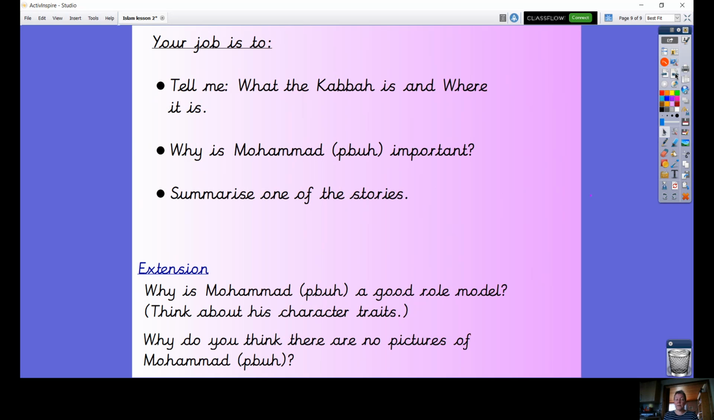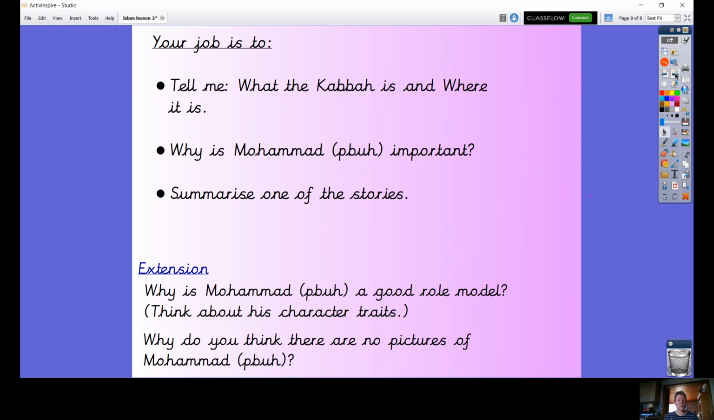So your job this week will be to tell me what the Kaaba is and where it is. And you will need to watch the Blackstone video to find that out. Then I want you to tell me why Muhammad is important. And then, as we've been doing summarising in our reading lessons, what I would like you to do is to summarise, give me the key points of one of the 3 stories.